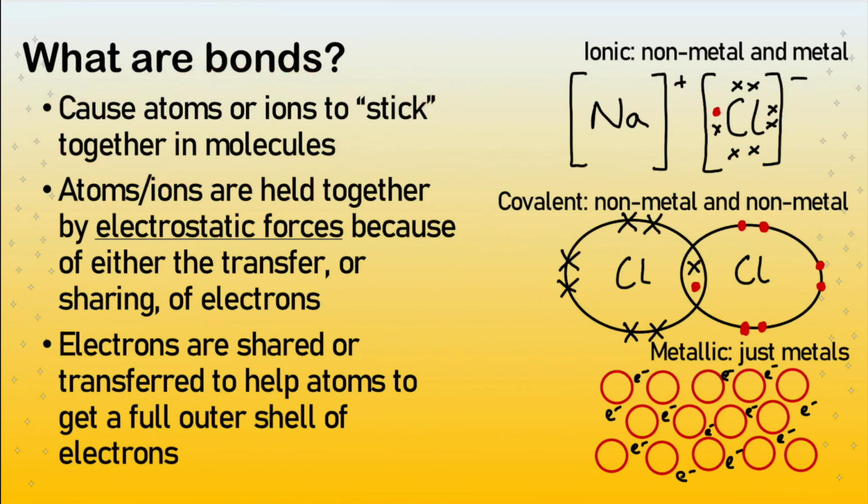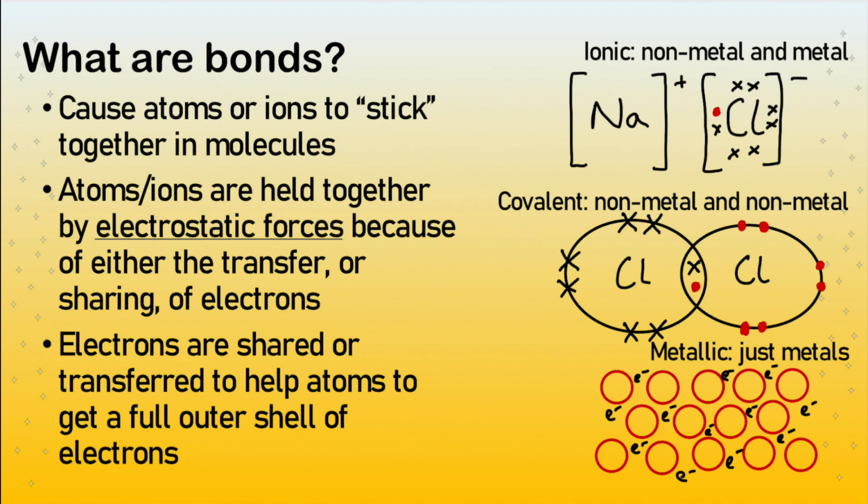In this video we're focusing on covalent bonding, and in covalent bonding it is the sharing of electrons between atoms. These are not charged atoms or ions, they are just atoms, and they are sharing electrons in their outer shell. That sharing of electrons is leading to them having electrostatic forces holding them together. And this again is still trying to make sure that they get a full outer shell of electrons.